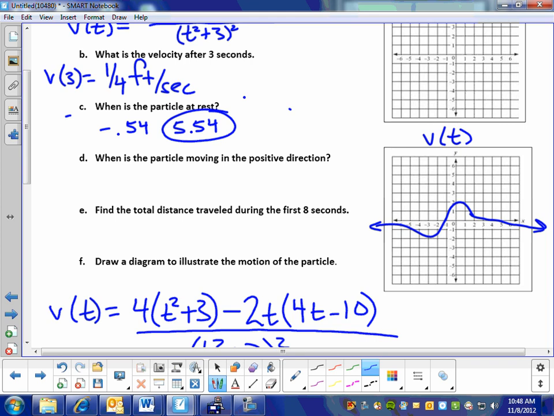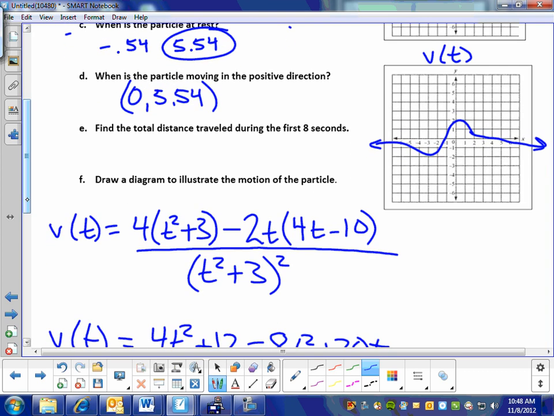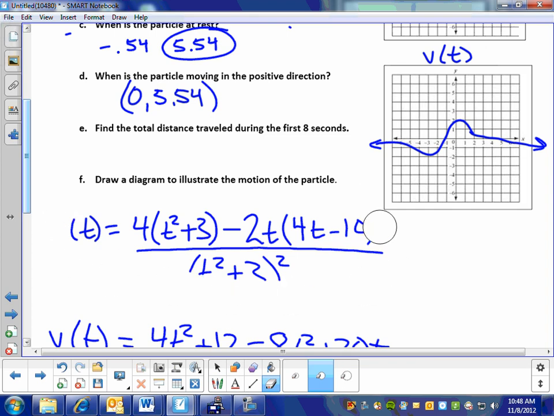When the particle is moving in the positive direction is where the derivative is positive. Comment, question. Yeah, exactly. You can see that the graph, the derivative is above the x-axis from 0 to 5.54. And then it travels in the negative direction after that, right? So now we need to find the distance and draw a diagram. And that's the last piece I'm going to do here.